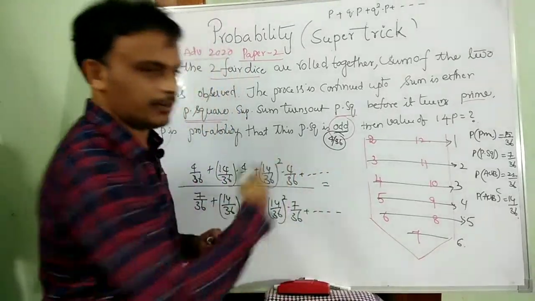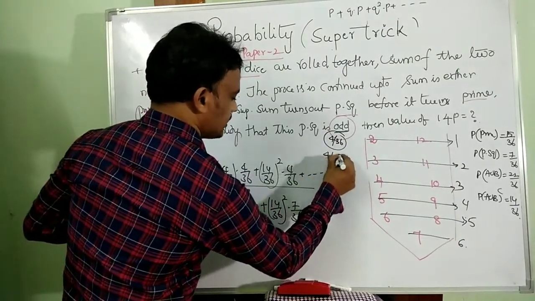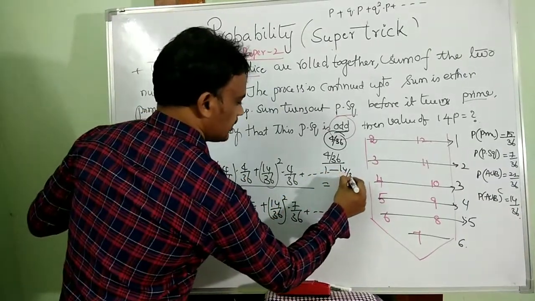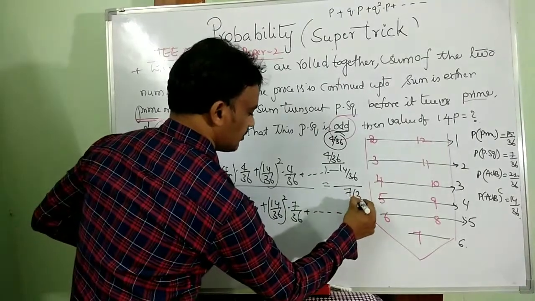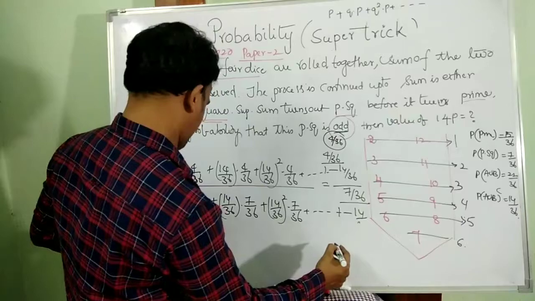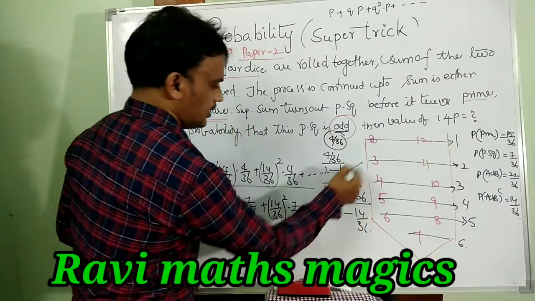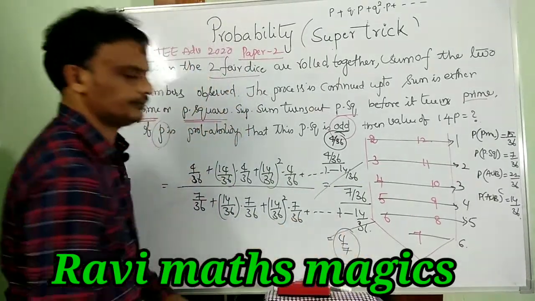So for the infinite series, the sum is a by 1 minus r. Here a is 4 by 36 and r is 14 by 36. So the denominator is 7 by 36 by 1 minus 14 by 36. Totally, the denominator of 36 gets cancelled. Simply the answer is 4 by 7.